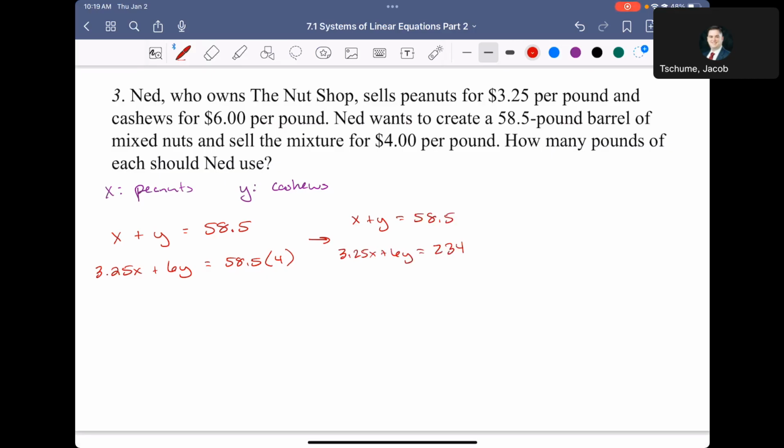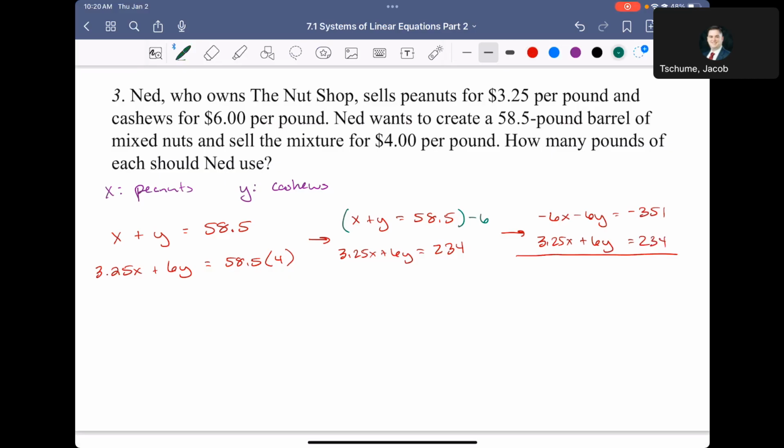Now, I've got to solve for X and Y. So just like earlier, I got to get rid of one of the letters. Except this time, I think the Y is going to be easier to get rid of because of the decimals. So I'm actually going to take the first equation, and I'm going to multiply everything by -6 so that the Y's become opposites. So in the first equation, that will give me -6X minus 6Y, and then I'm going to do 58.5 times -6, which will give me -351.